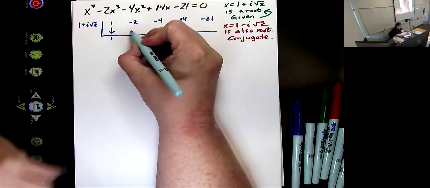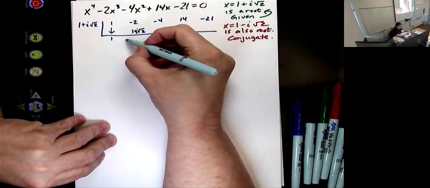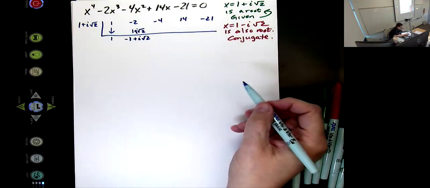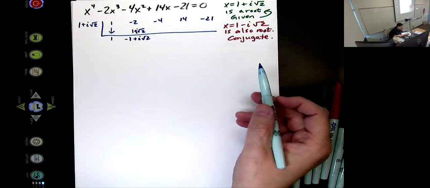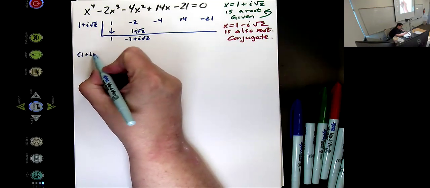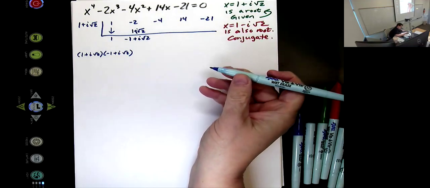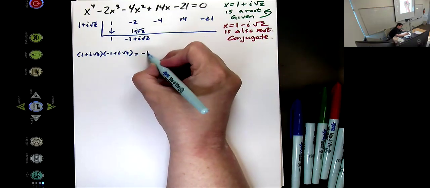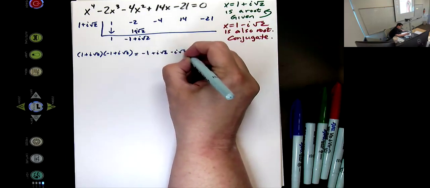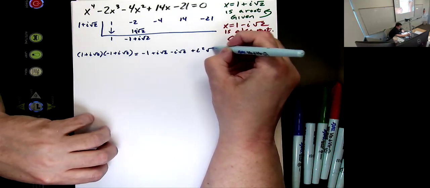One times 1 plus i root 2 is 1 plus i root 2. And if I add this, I have negative 1 plus i root 2. All right, now I gotta multiply these. I strongly recommend you write it out. This is negative 1 plus i root 2 minus i root 2 plus i squared root 2 squared.